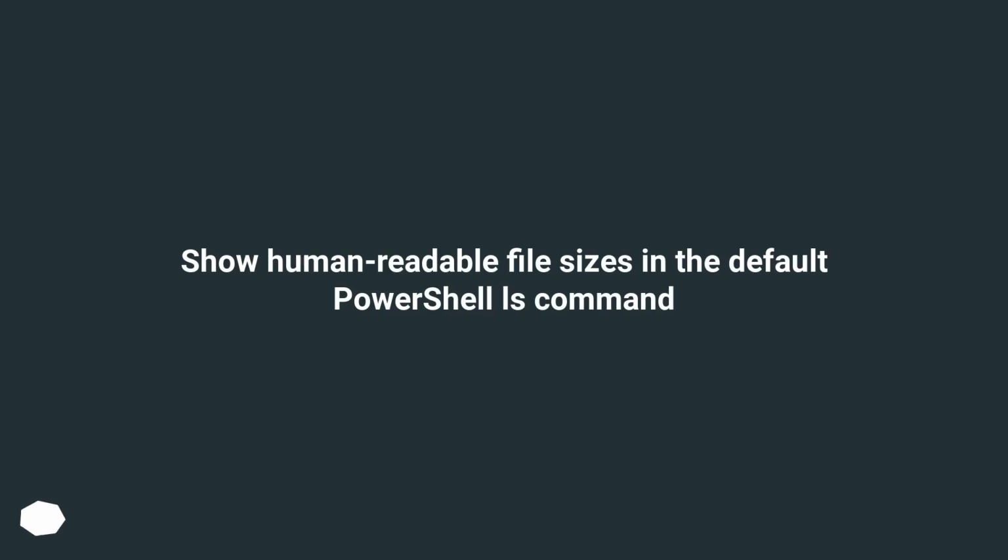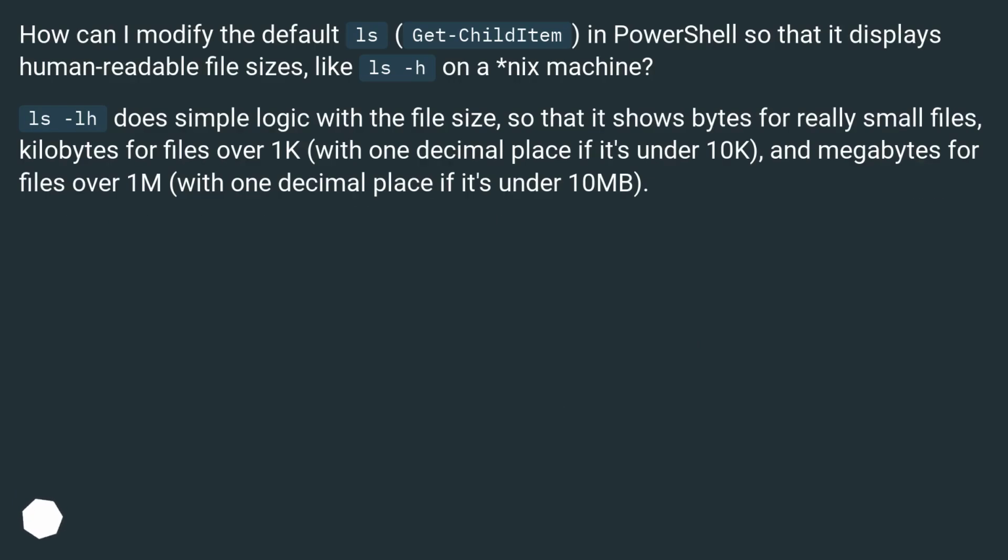Show human-readable file sizes in the default PowerShell ls command. How can I modify the default ls Get-ChildItem in PowerShell so that it displays human-readable file sizes, like ls -lh on a *nix machine? ls -lh does simple logic with the file size, so that it shows bytes for really small files, kilobytes for files over 1K, with 1 decimal place if it's under 10K, and megabytes for files over 1 meg, with 1 decimal place if it's under 10 MB.